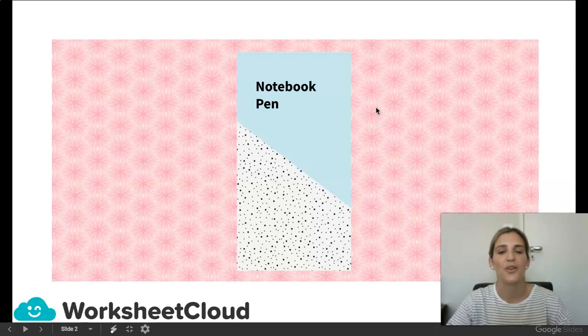Right, you can grab a notebook and a pen in case you want to write down notes or maybe some examples that we're going to go through or something that you want to remember for the future.